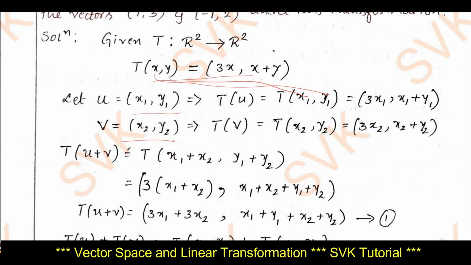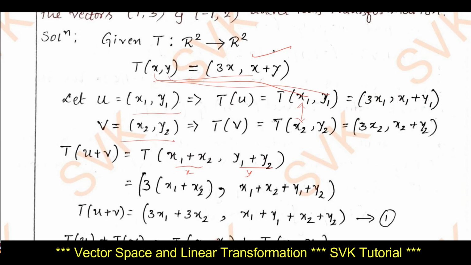So T of u plus v. Just u plus v is nothing but what? I am adding the corresponding coordinates, x1 plus x2, comma y1 plus y2. So you can now consider this value as x and this value as y and apply this definition.